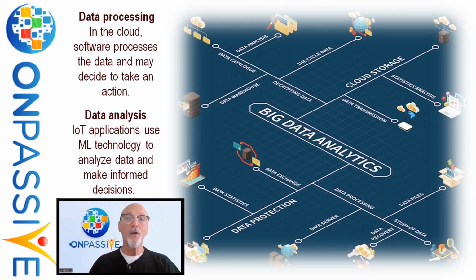And then there's data processing, right? In the cloud, software can process that data and may decide to take some sort of action with it. Could include sending an alert or automatically adjusting sensors or devices or whatever else it does, whatever the parameters are. And there's also data analysis. IoT applications use machine learning or artificial intelligence technology to analyze the data and to make informed decisions, like making predictions on maintenance and stuff like that.